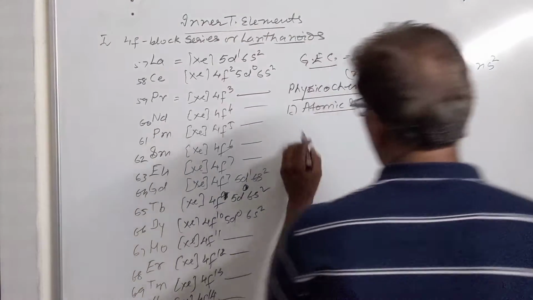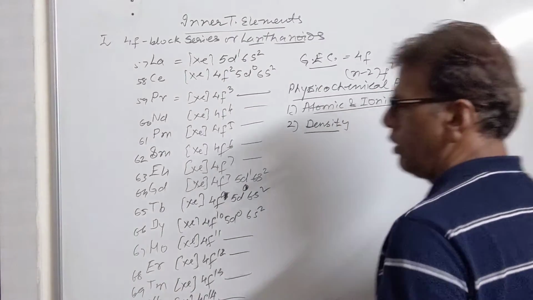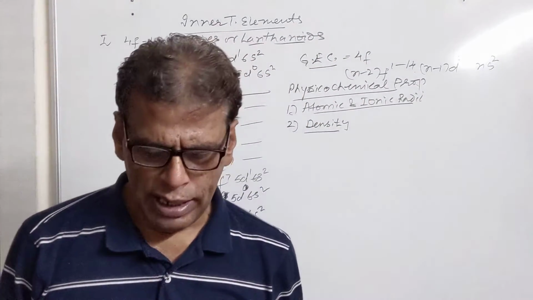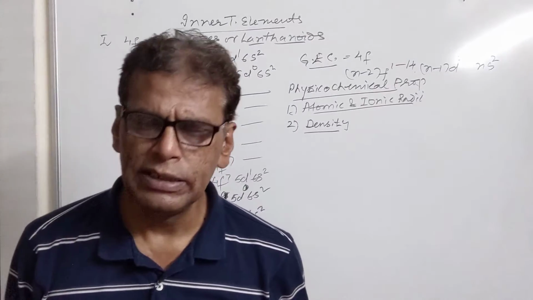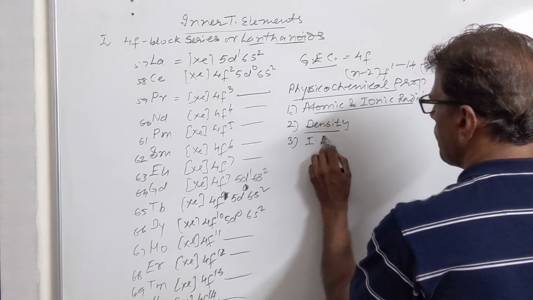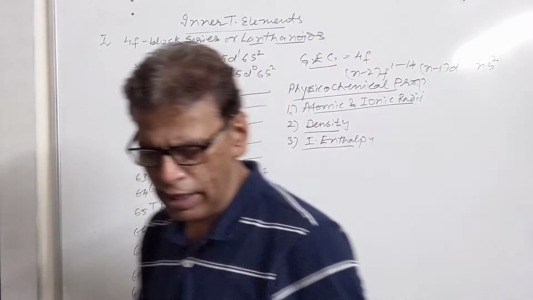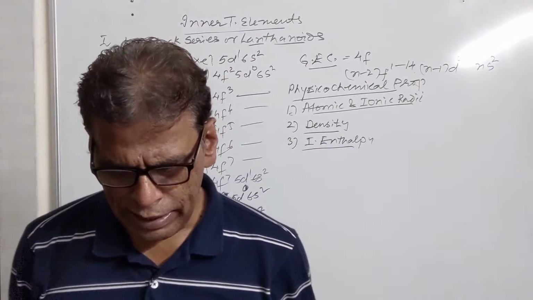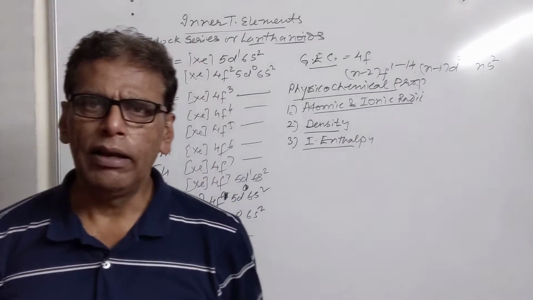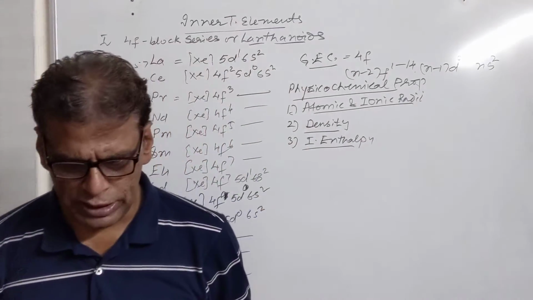Then we have the second property, that is density. Now the density of these elements is quite high due to their small atomic volume and high atomic masses. Then the third property, we have ionization enthalpy. Due to their small sizes, they have high ionization enthalpies, and these ionization enthalpies are less than alkaline earth metals, because alkaline earth metals have larger size as compared to these elements.